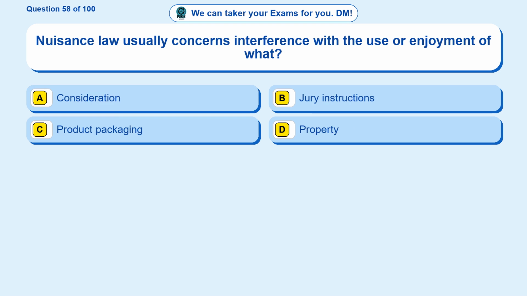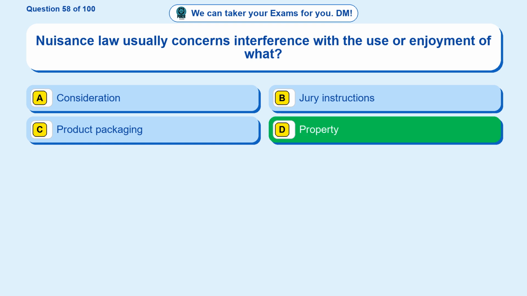Question 58. Nuisance law usually concerns interference with the use or enjoyment of what? Option A, consideration. Option B, jury instructions. Option C, product packaging. Option D, property.